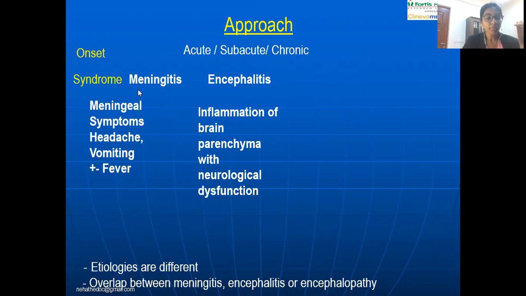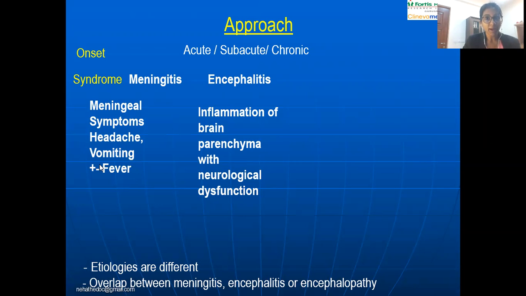So, when we talk about meningitis, meningitis is inflammation of the meninges. And since it is inflammation of the meninges, the headache, vomiting actually predominate the clinical picture, and there may be associated fever. While in case of encephalitis, it is inflammation of the brain parenchyma with neurological dysfunction. So here the neurological dysfunction occurs much earlier.